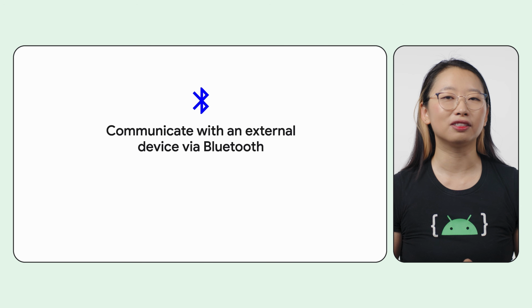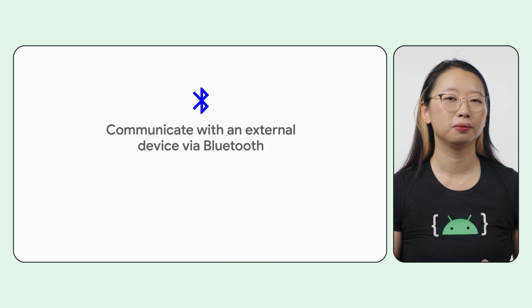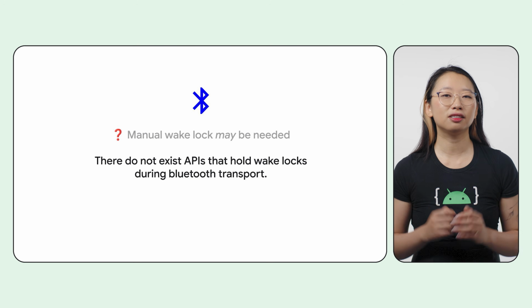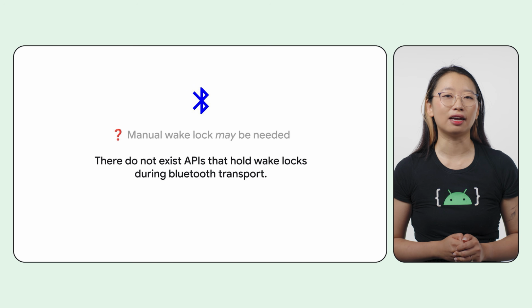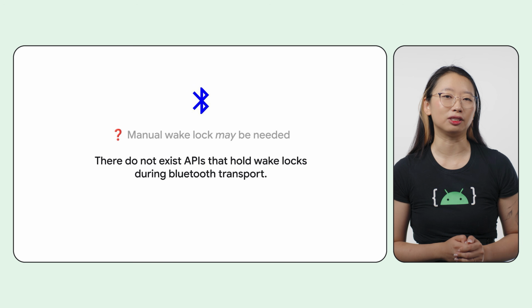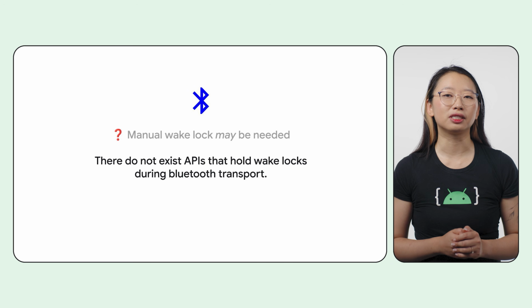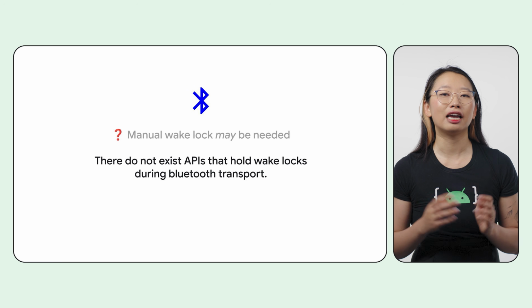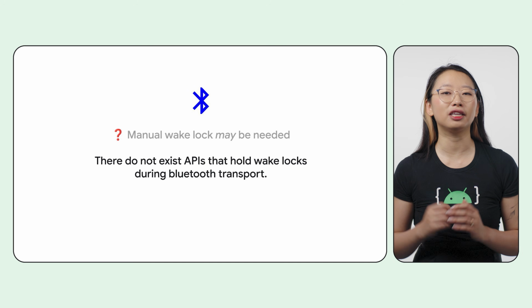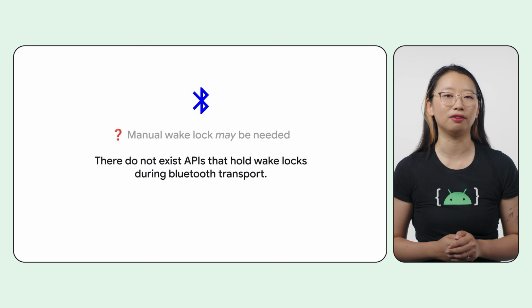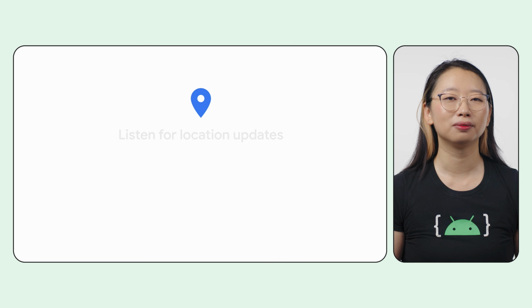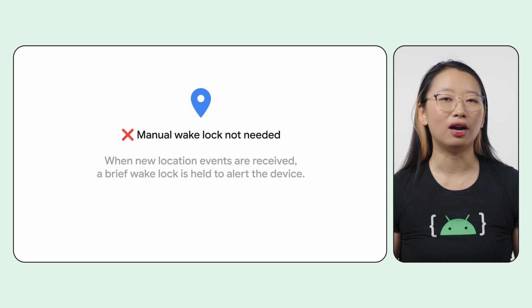Communicate with an external device via Bluetooth. Manual wake locks may be needed. Since there do not exist Bluetooth APIs that hold wake locks during Bluetooth data transport, the app will need to schedule a task using WorkManager or run a foreground service and manually hold a wake lock if communication should happen while the screen is off. Finally, listen for location updates. Manual wake locks are not needed.